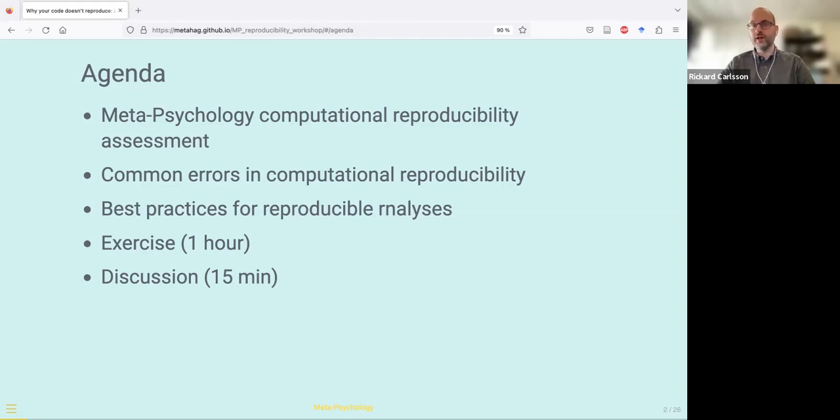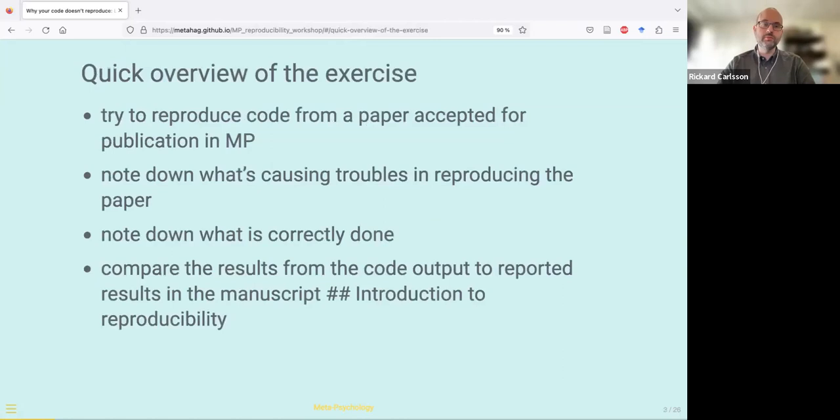Then we're going to have an exercise, which will be about an hour. You will have some time for a little coffee break during that time as well. Our intention is for you to work in pairs, hands-on, seeing if we can get things to reproduce. And then we're going to have a joint discussion about the challenges and what we learned from this part. So that's the full 2 hours.